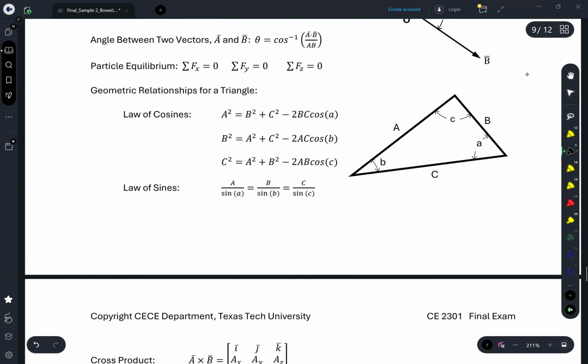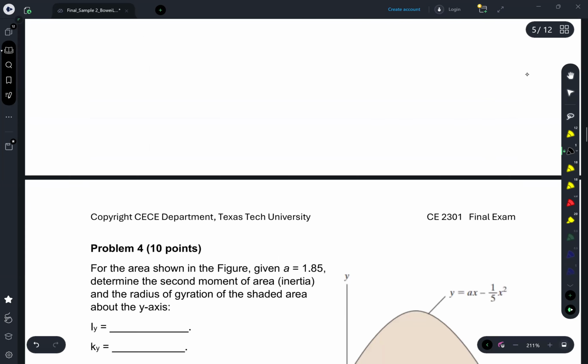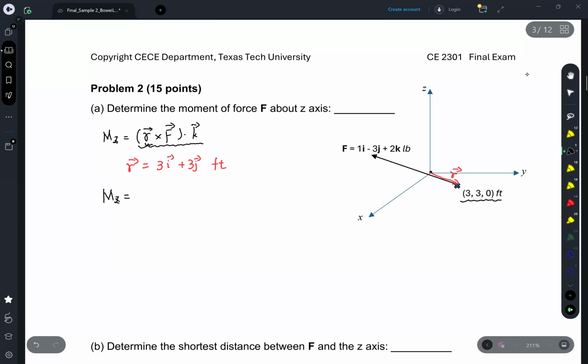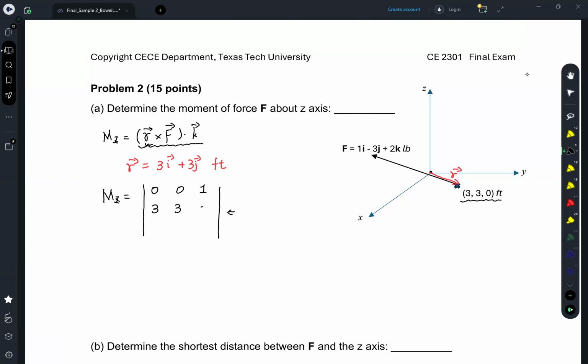So now we go back. The first row will be the three components of the unit vector along the axis, which, since it is the z-axis, is k. So the i component of k is 0, the j component of k is 0, and the k component of k is 1. The second row will be the three components of r, so it is 3, 3, 0. The third row will be the three components of the force, so it is 1, -3, 2.